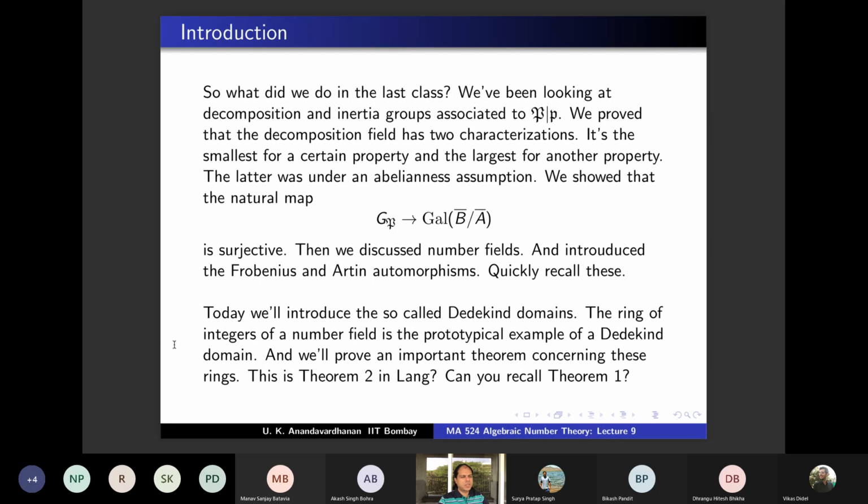And that proposition was finally: if A is Noetherian and integrally closed, with quotient field K, and if you have a finite separable extension L of K, and you take the integral closure of A in that, then that is finitely generated as an A-module. This was the important result that we proved. And Theorem 1 was an immediate corollary to that.